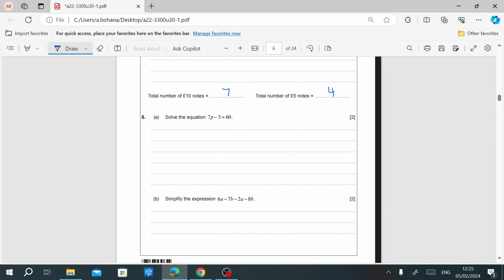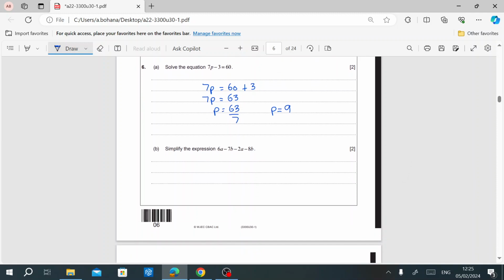Solve the equation. 7p is equal to 60 plus 3. 7p is equal to 63. p is equal to 63 divided by 7, so p must be equal to 9. Simplify. This is not an equation. Just collect the like terms. 6a minus 2a is 4a. And then minus 7b minus 8b. So you're on minus 7 and you're going down another 8 in that direction. Okay, it's getting colder. So the answer is going to be minus 15b.